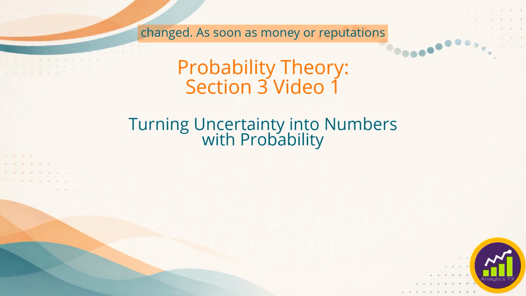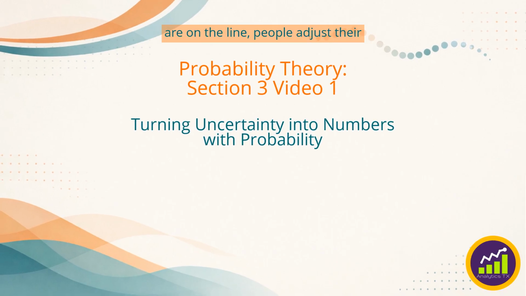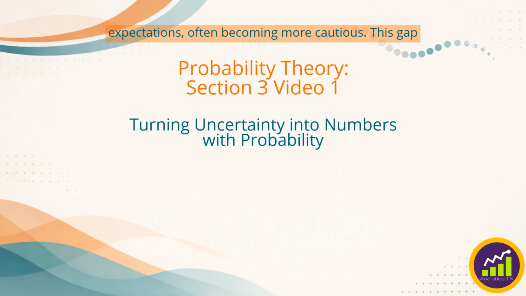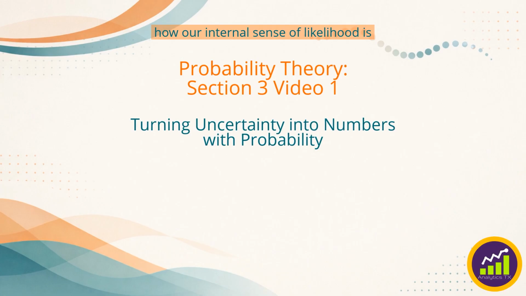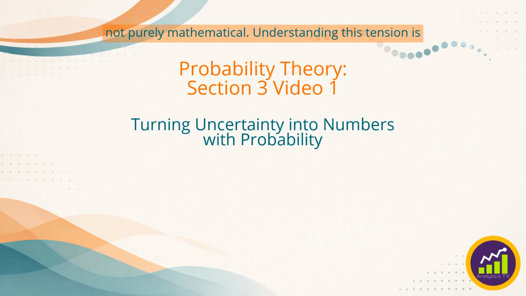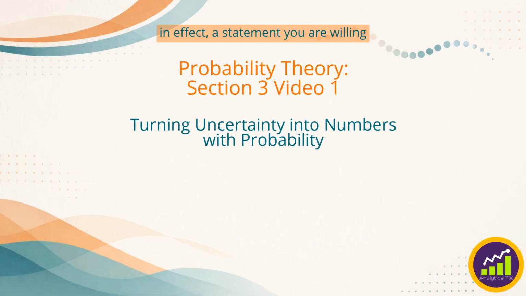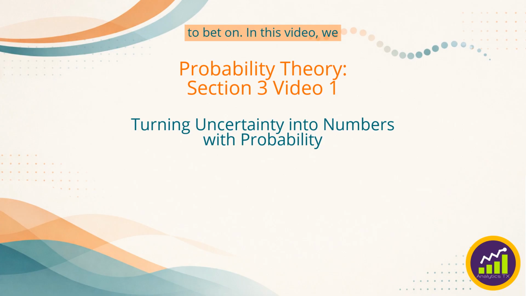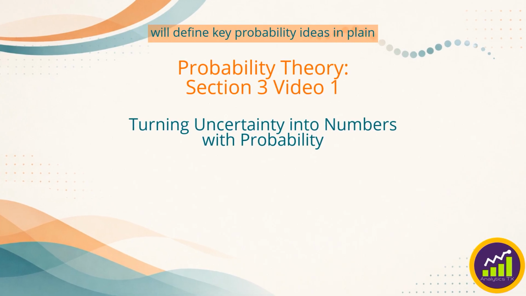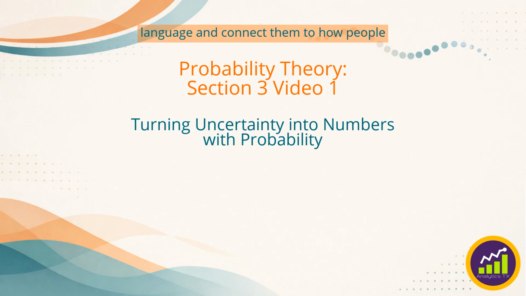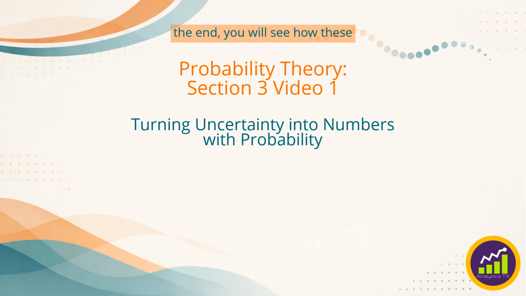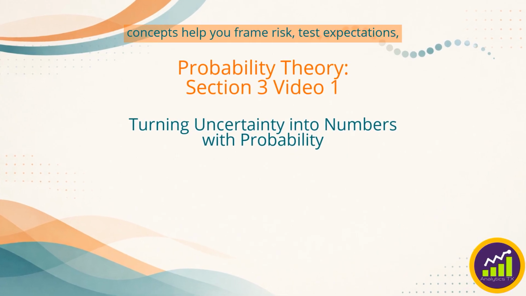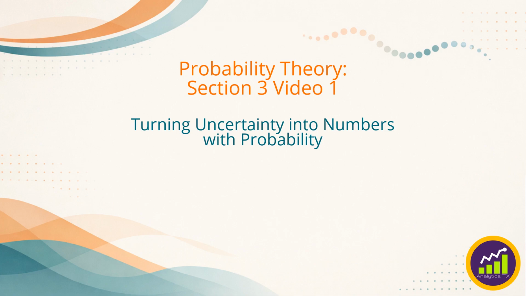As soon as money or reputations are on the line, people adjust their expectations, often becoming more cautious. This gap between casual statements and committed choices shows how our internal sense of likelihood is not purely mathematical. Understanding this tension is essential in business, where every forecast is, in effect, a statement you are willing to bet on. In this video, we will define key probability ideas in plain language and connect them to how people actually judge likelihood in real situations. By the end, you will see how these concepts help you frame risk, test expectations, and interpret data over time.